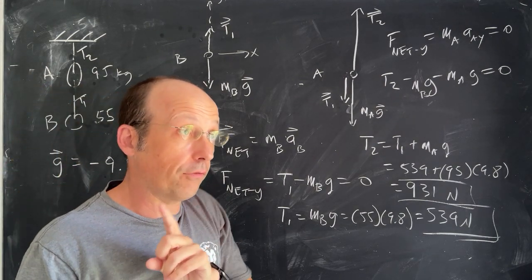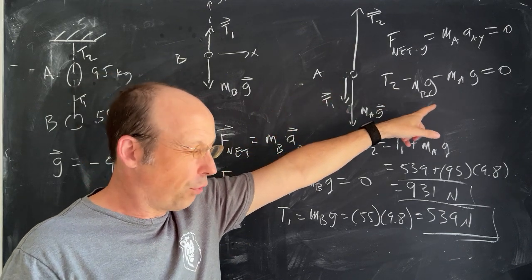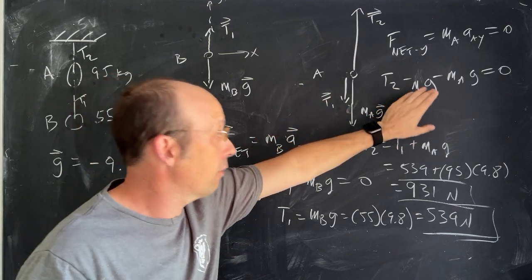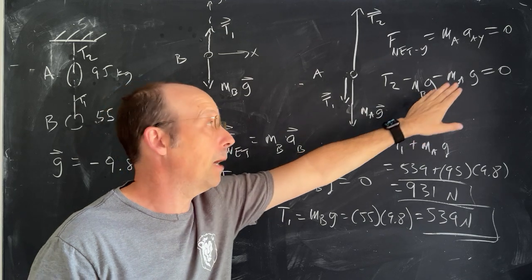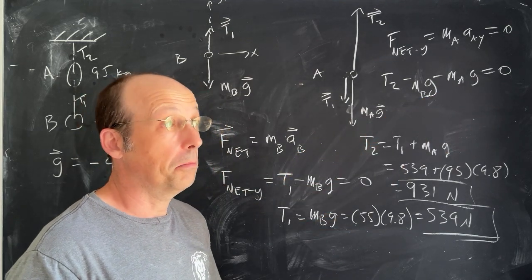Okay, just because things work out right in the end doesn't mean that you should do that. Because the gravitational force is not pulling on mass A. The gravitational force of B is not pulling on A. So if you put it there, yes, you get the right number, but it's the wrong way.